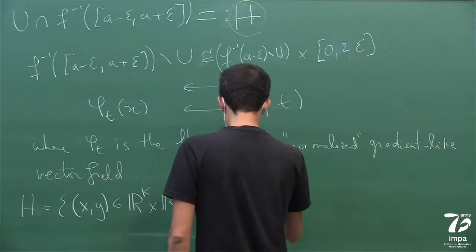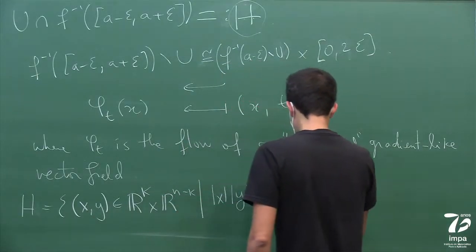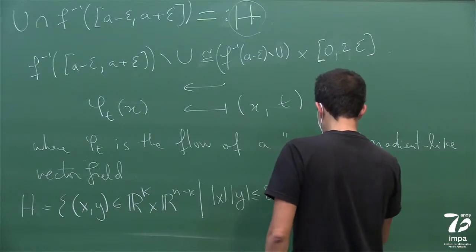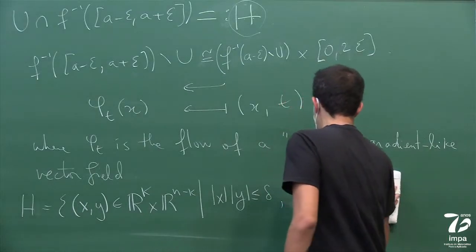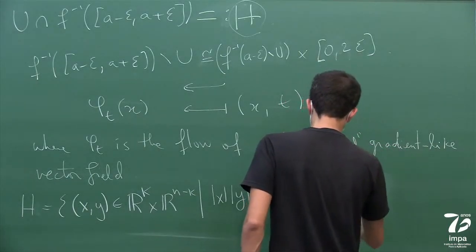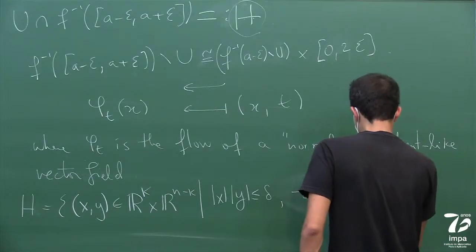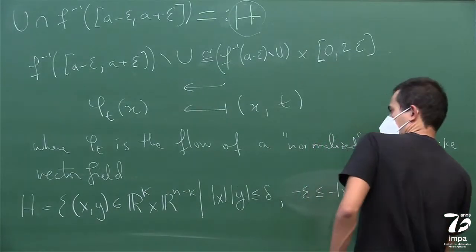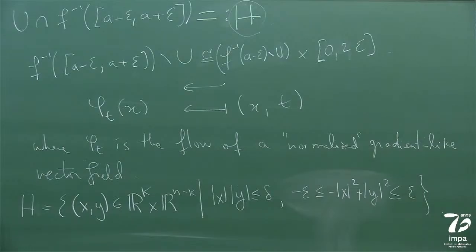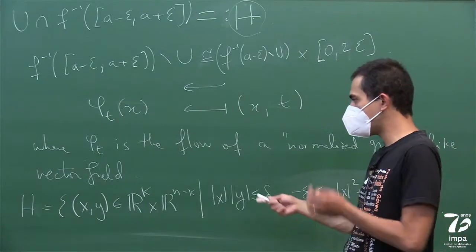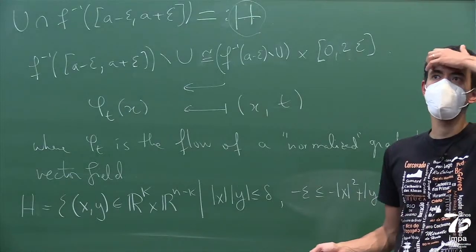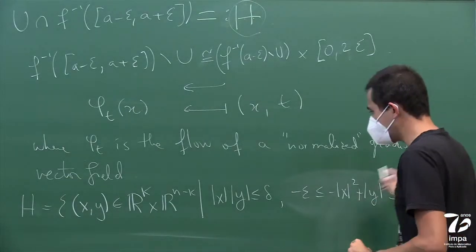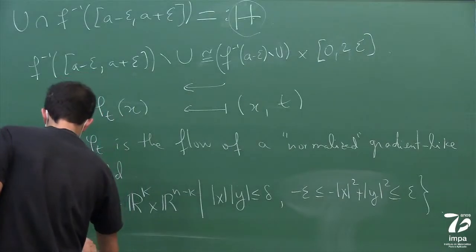So we have the norm of x is less than or equal to delta, and minus the norm of x squared plus the norm of y squared is between minus epsilon and epsilon. Okay, and in a way it depends on delta and epsilon, but up to diffeomorphism, this set is well defined. Okay, so this really is what we call a handle. So this is a k-handle.